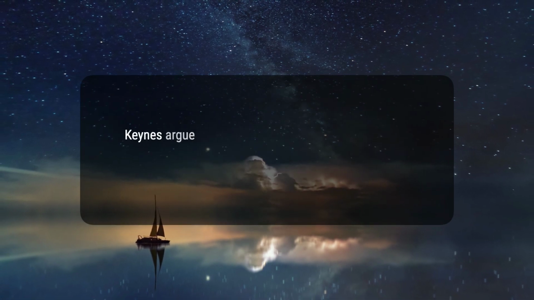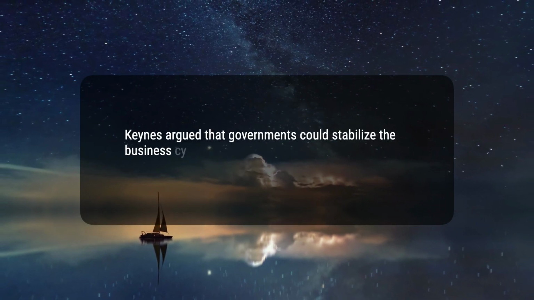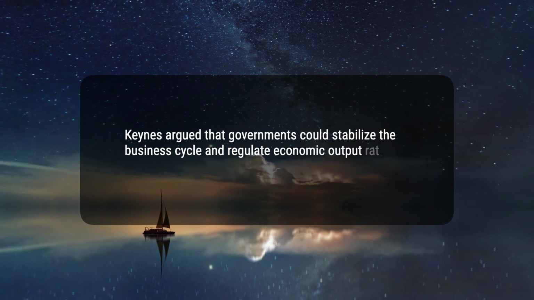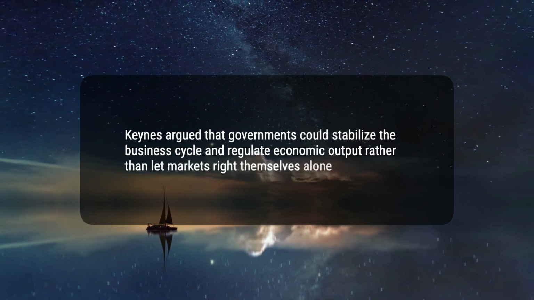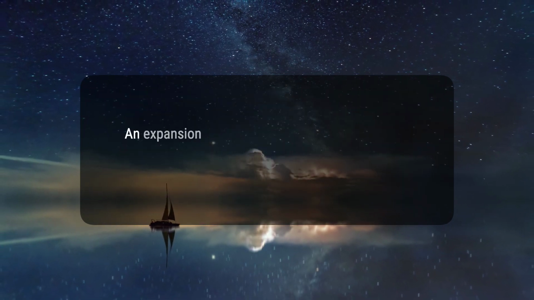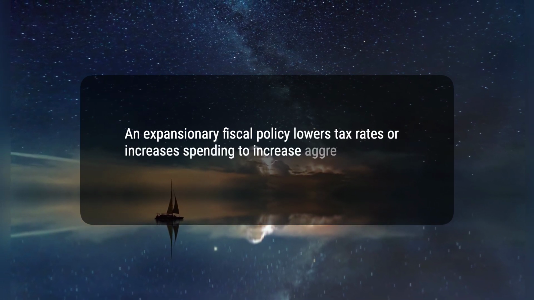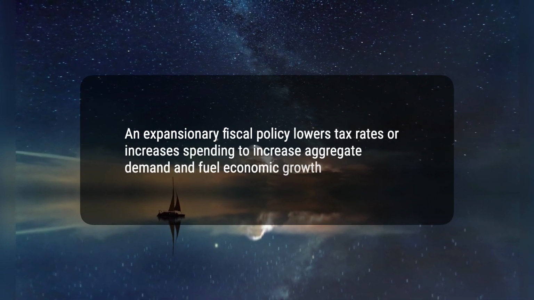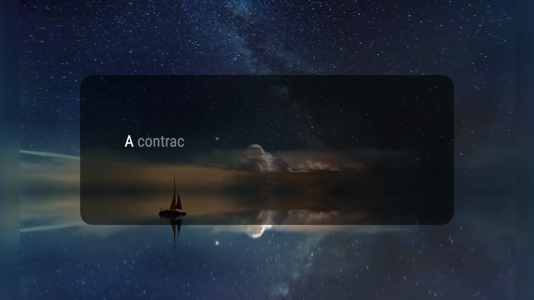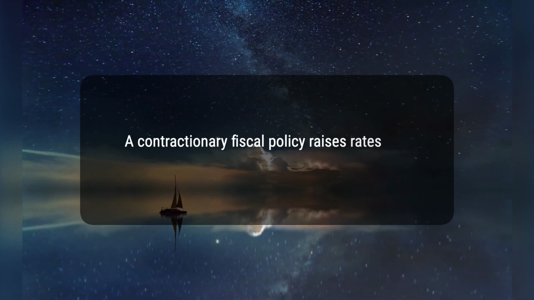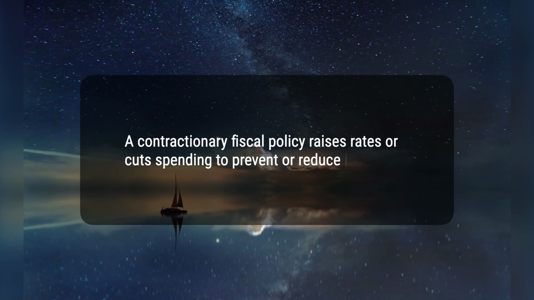3. Keynes argued that governments could stabilize the business cycle and regulate economic output rather than let markets right themselves alone. 4. An expansionary fiscal policy lowers tax rates or increases spending to increase aggregate demand and fuel economic growth. 5. A contractionary fiscal policy raises rates or cuts spending to prevent or reduce inflation.